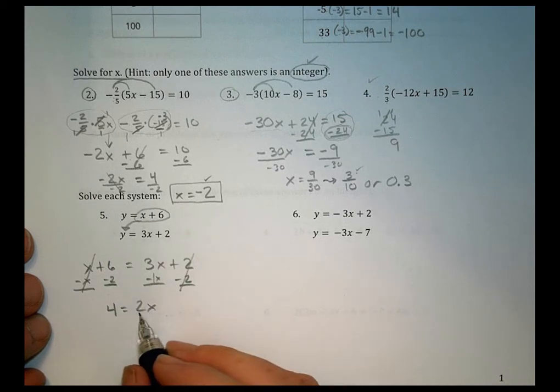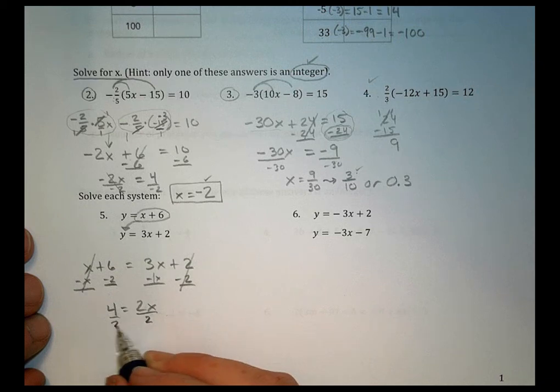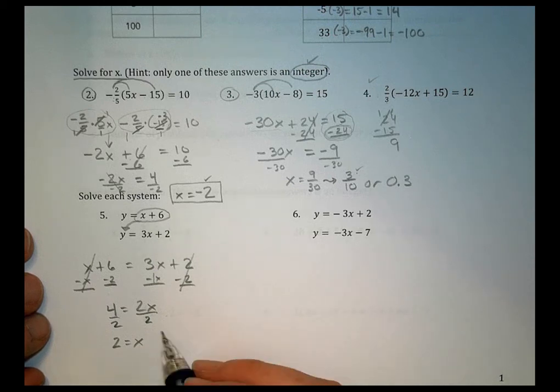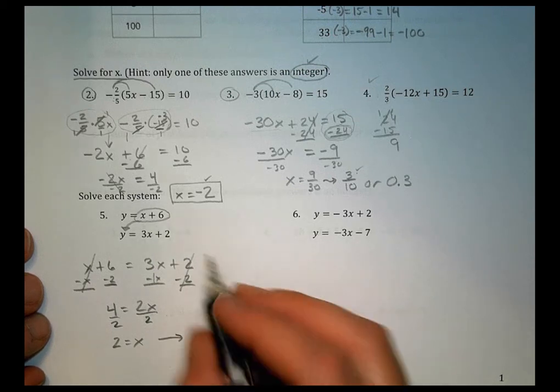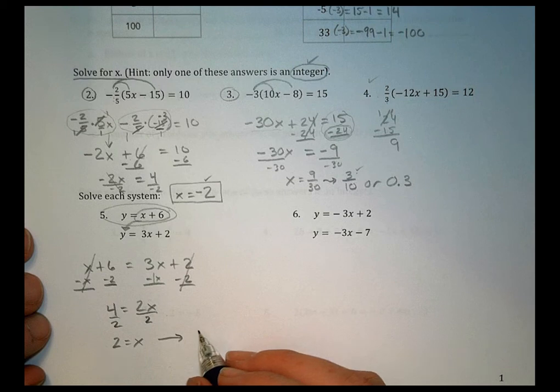And so now we divide both sides by 2 to get the x by itself. 4 divided by 2 is 2. So we know our x value is equal to 2. So with this value, we're going to go ahead and plug that into an equation. Let's use that one. It seems to be the easiest.